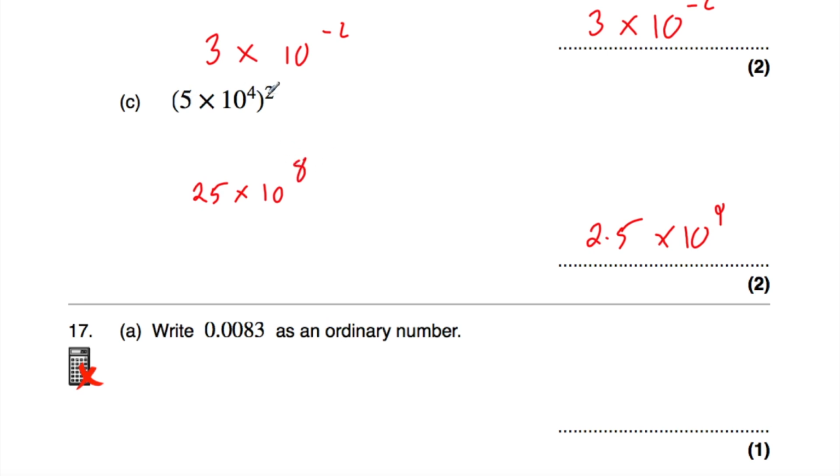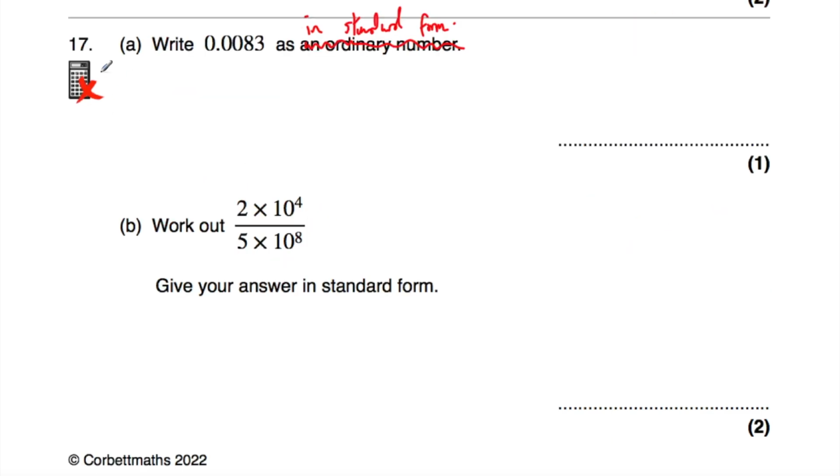So you could just do 5 squared is equal to 25, and 10 to the power of 4 squared, well, times the powers together, so that'll be 10 to the power of 8. And again, this isn't in standard form because this part needs to be between 1 and 10, bigger than or equal to 1, but less than 10. So we divide it by 10 to get 2.5, but we need to multiply this by 10, so you add 1 onto the power, so it'll be to the power of 9. And that's it.